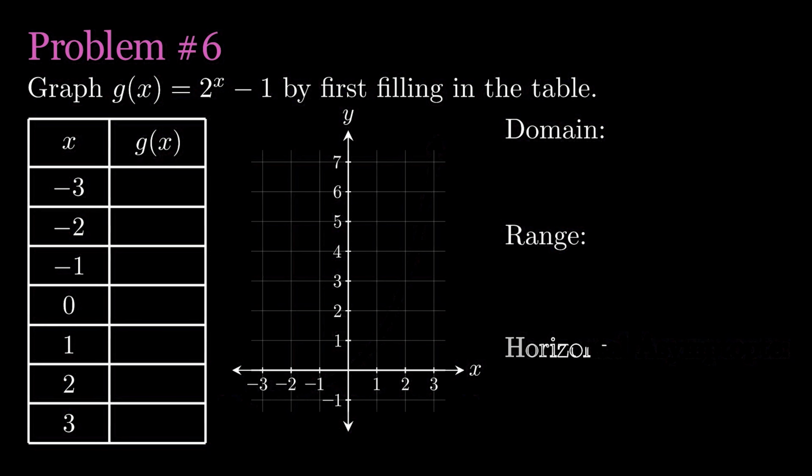We are raising 2 to the power of x, so we are just evaluating the basic exponential function 2 to the power of x. But then, from that, we subtract 1. So we can start with looking at the values of 2 to the power of x for each input that we have in our table, and then we can subtract 1 accordingly.